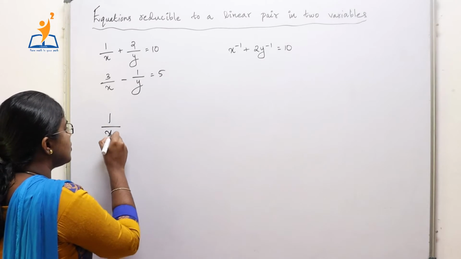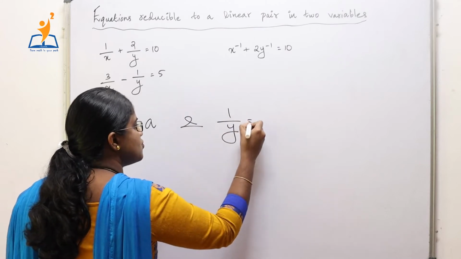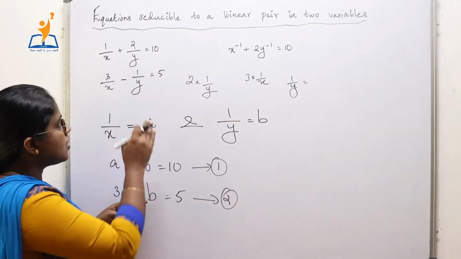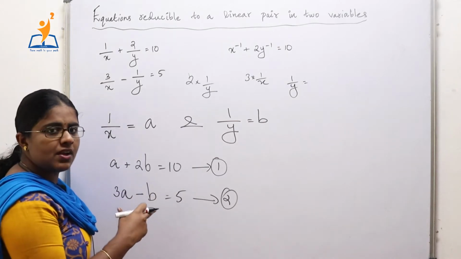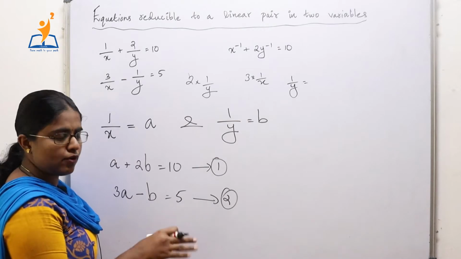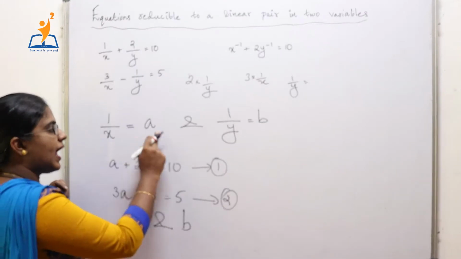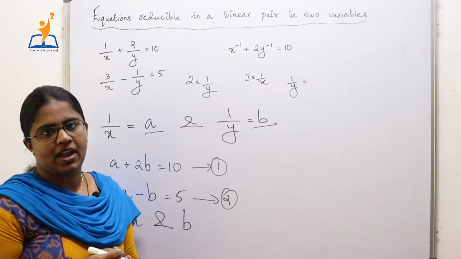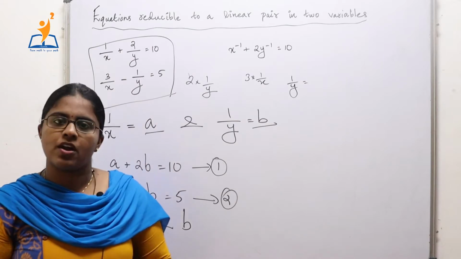If I substitute 1 by x is equal to a and 1 by y is equal to b, then both of these equations will become like this. So instead of solving this, we are going to solve this equation. We can use any of the methods we have learned, either substitution method, elimination method or cross multiplication method. After solving this, we will get the values for a and b. If we get the values for a and b, then it is easy for us to find the values of x and y. Hence we will get the solutions for this particular pair of equations.